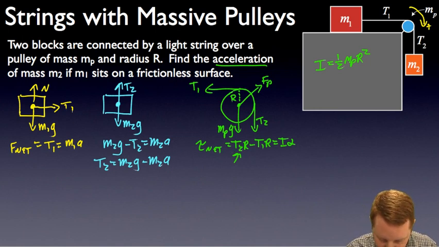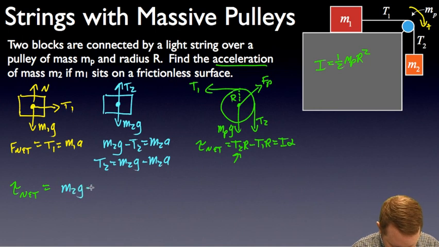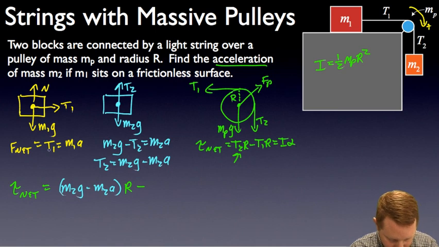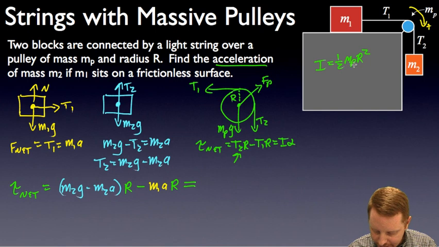So what I'm going to come up with here is an equation that says the net torque is going to be equal to, well, I've got T2R, where T2 is m2g minus m2a, times R, minus, well, now T1, we already said, that's m1a times R, and that must be equal to I, well, I is 1/2 mp r squared times alpha. And if you remember, alpha is a over r.